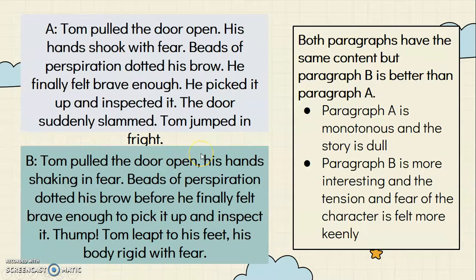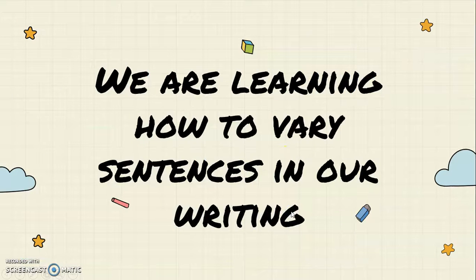Both paragraphs have the same content, but paragraph B is definitely better than paragraph A. Why? Because paragraph A is very monotonous and the story is very dull. Paragraph B is more interesting and the tension and fear of the character is felt more keenly. How do you do it? How can we write paragraphs such as paragraph B? We vary our sentences in our writing.